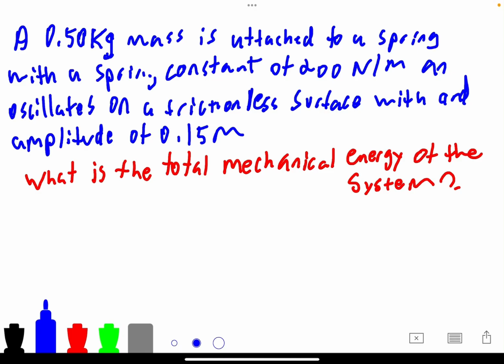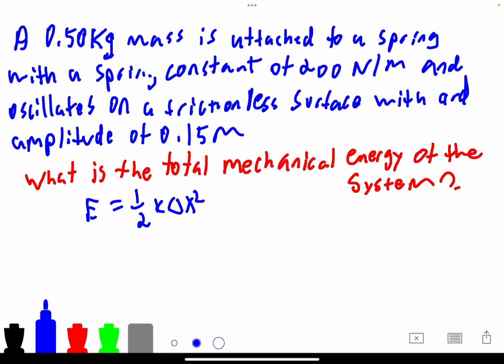A 0.5 kilogram mass is attached to a spring with a spring constant of 200 newtons per meter and oscillates on a frictionless surface with an amplitude of 0.15 meters. What is the total mechanical energy of the system? So the energy would be equal to 1/2 k change in x squared.